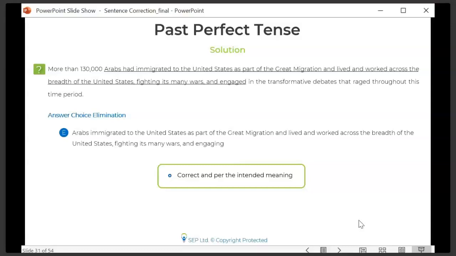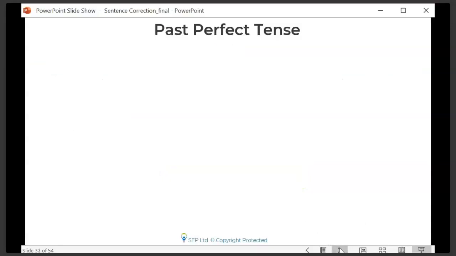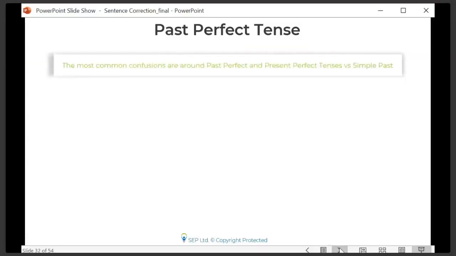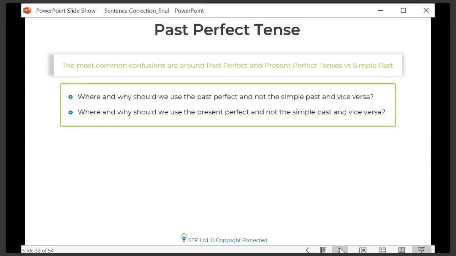All right. So the most common confusion around the past perfect tense has to do with where and why we should use the past perfect and not the simple past, and vice versa. Where and why we should use the present perfect and not the simple past, and vice versa. So we have shared the same in our free trial, and you can definitely visit the site and check out the free trial. We want you to go through them to understand the difference from the perspective of the meaning-based approach.